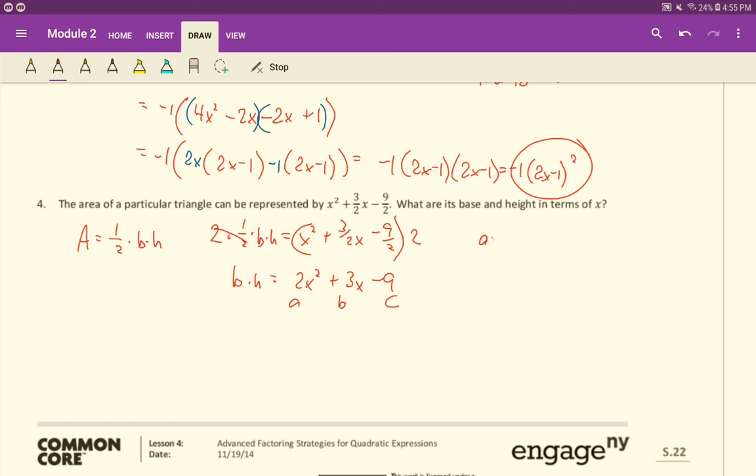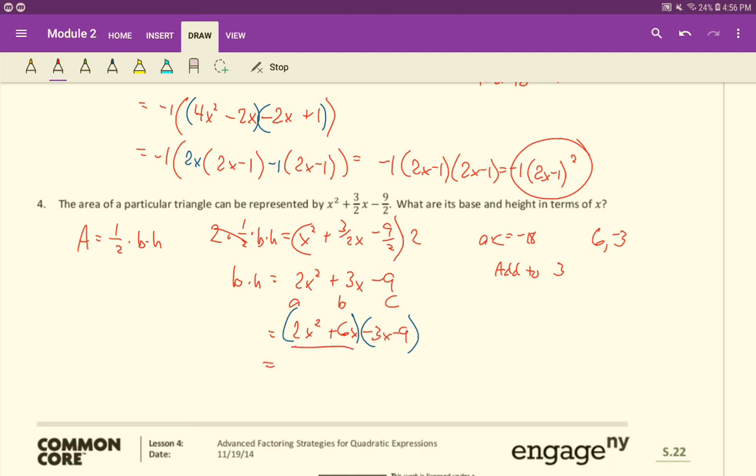So A times C is going to be -18 here, and so we also want to add to make a +3. So multiply to -18, add to make 3. Let's see, that's going to be +6 and -3. Okay, so we will break up that middle term here and make it 2x squared plus 6x minus 3x minus 9. Again, we will group and group.